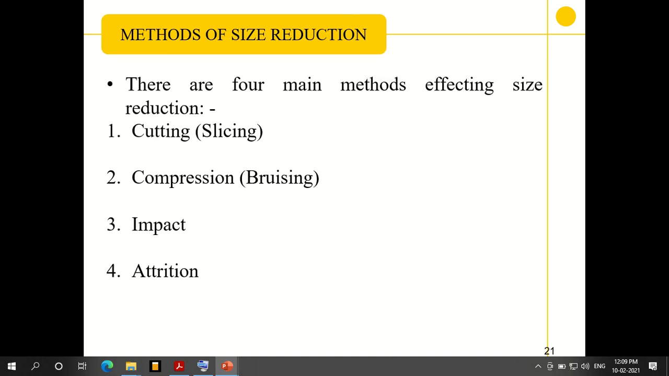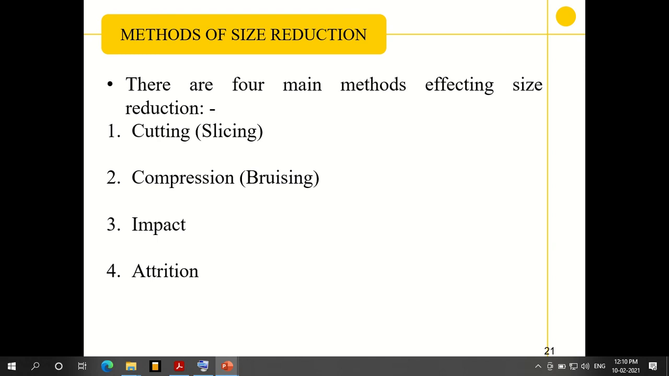So these four are the main mechanisms involved in size reduction. You should remember them properly. How can we reduce the size of a particle? There are these processes: one is cutting, or compression, or impact, or attrition. You should remember these are the main methods of size reduction.